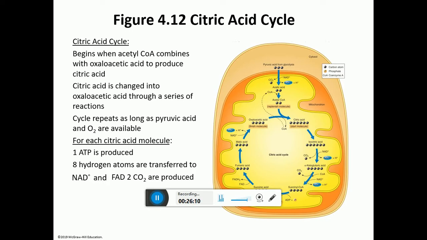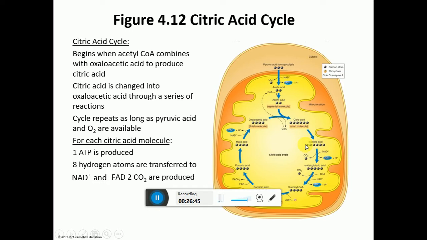Your second stage is the citric acid cycle. So now the pyruvic acid that we've made from glycolysis, again, if there's enough oxygen, will enter the mitochondria and will change into acetyl-CoA. That acetyl-CoA combines with another molecule known as the oxaloacetic acid. Oxaloacetic acid is already present in the mitochondria, and both of them combine to make citric acid. Now that citric acid will enter a cycle of several chemical reactions, and hence the name citric acid cycle.